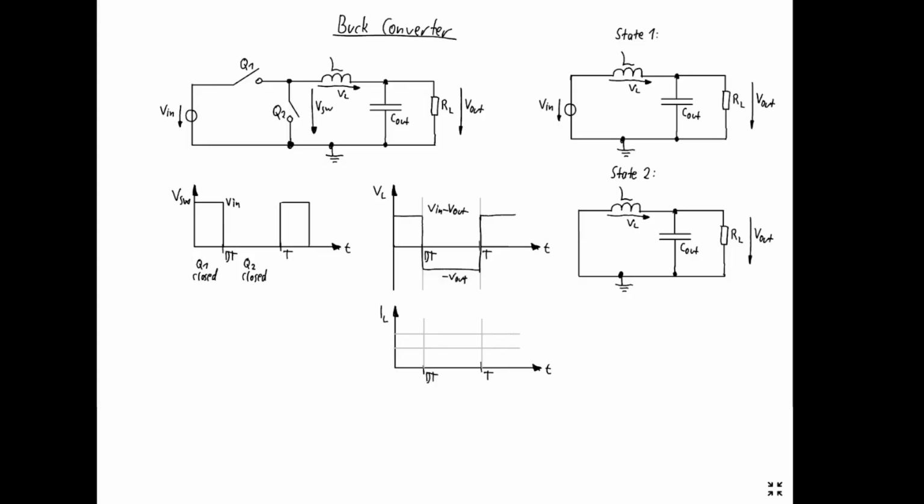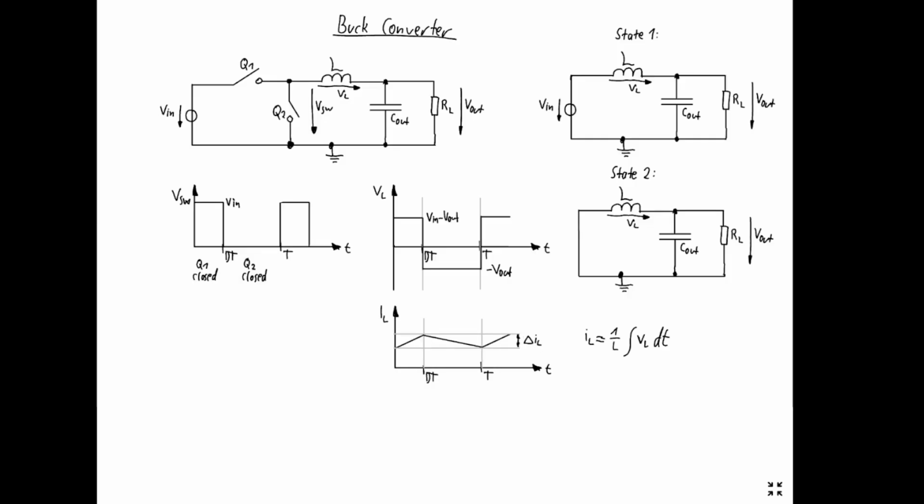Now let's have a look at the inductor current. The inductor current can be described by this formula. It's IL equals 1 over L times the integral of the voltage VL dt. Then for state 1, we have a positive voltage on the inductor. This means we have a rising current. And in state 2, we have a negative voltage, which means we have a falling current. And this is our current ripple, which is used for the design of a buck converter.